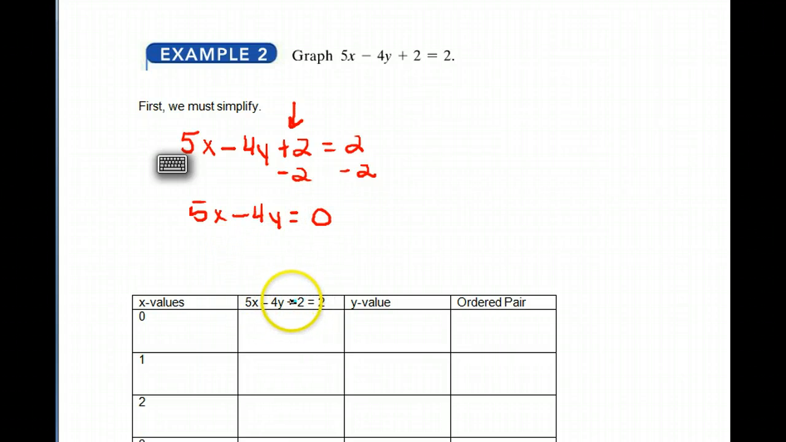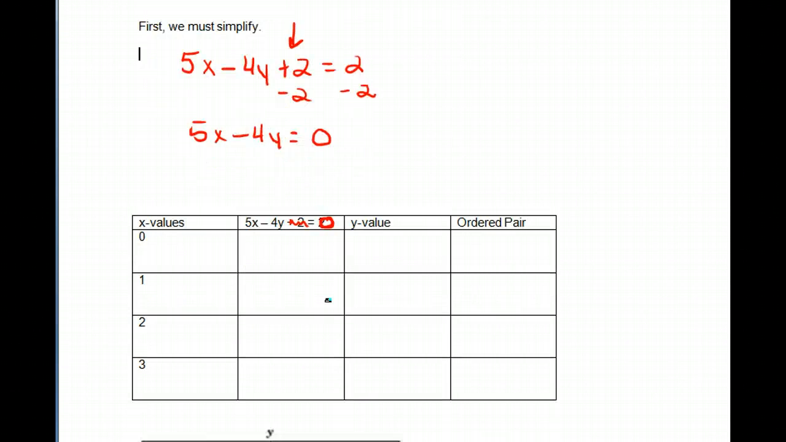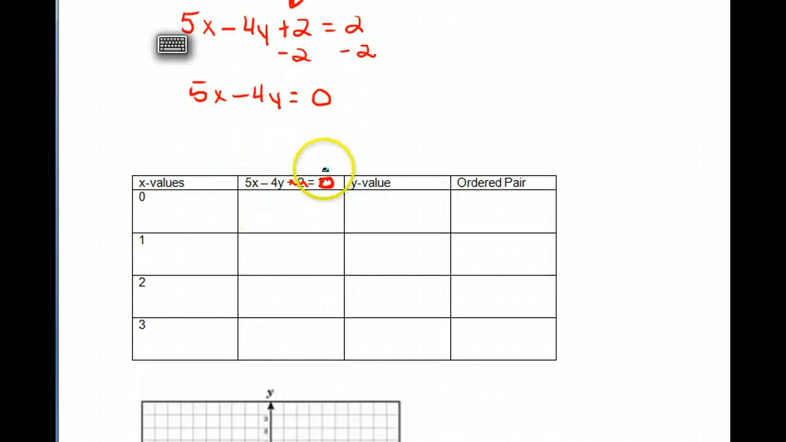That's going to change our chart by making that equal a 0 on the other side. It just is a little bit more simplified as we're solving for y. We're still plugging in our x, but there's just a little bit less work to do each time. So we have 5 times 0 minus 4y equals 0. Negative 4y equals 0. Divide both sides by negative 4, and y is going to equal 0. So our ordered pair is 0, 0.